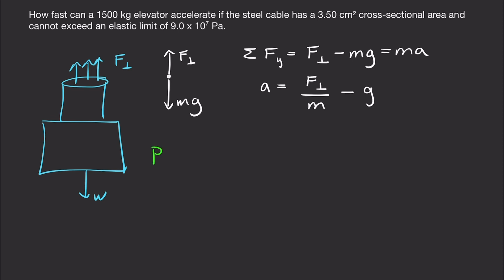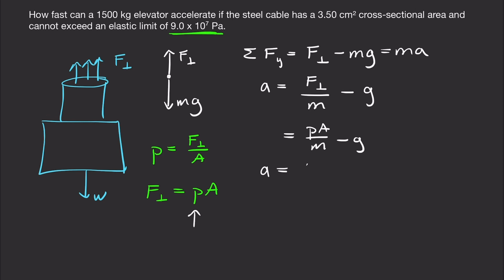So the next thing, we know the pressure is just force per unit area. And so this can be solved for the force just by multiplying by the cross-sectional area. So we get pressure times area. So now we can plug this in and we get PA over m minus g. And our pressure, this is the limit that the cable can take. Okay, so our acceleration is our pressure.